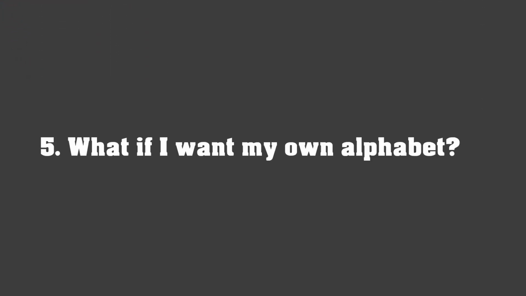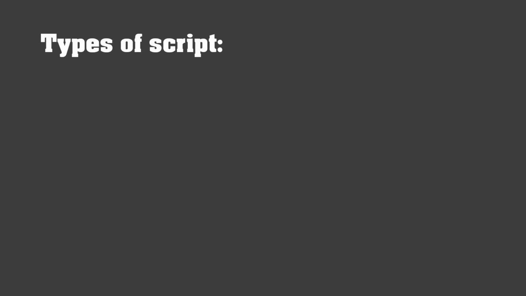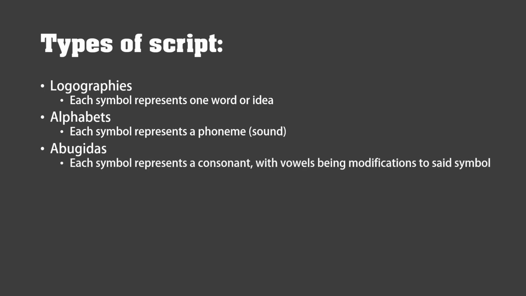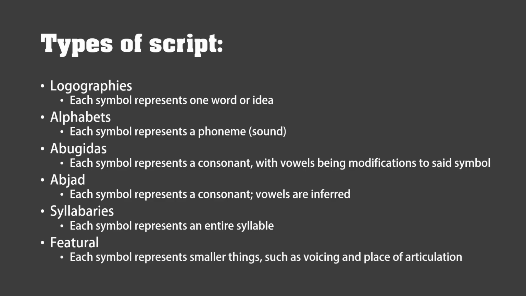So what if I want to create my own alphabet? What if I don't want to use the Latin one? Well, firstly, alphabet's probably not the best word to use. Let's use script instead, and you'll see why in just a second. So there's multiple different types of script. There are logographies, where each symbol represents one word or idea. Alphabets, where each symbol represents one phoneme. Abugida, where each symbol represents a consonant and vowels are modifications to that symbol. Abjads, where each symbol represents a consonant and vowels are inferred. Syllabaries, where each symbol represents an entire syllable. And featural systems, where each symbol represents a smaller thing, such as voicing and place of articulation.